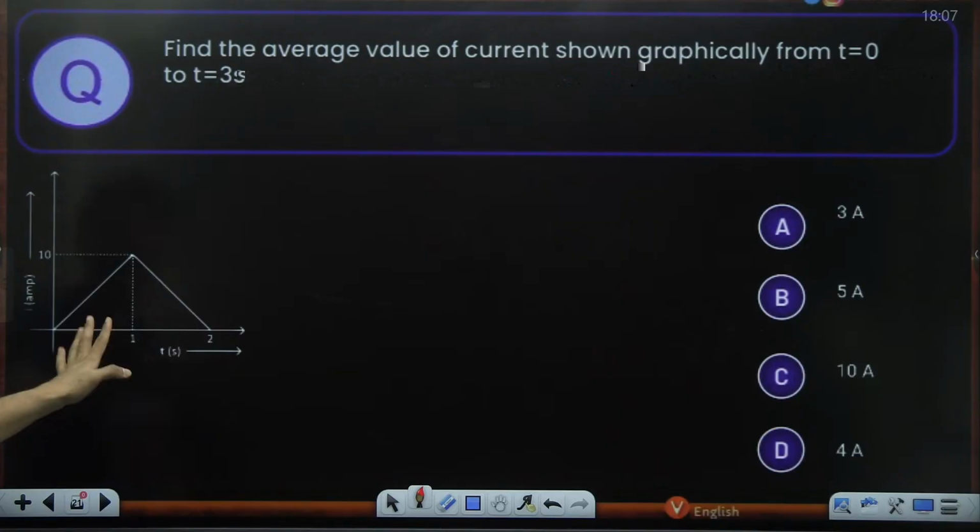EMF is the flux change divided by the time. Time cancels, so charge is delta phi by R. Now it's just a matter of substituting things. The flux changes from 2 to 4, so final minus initial, and resistance is 100. So it is 2 by 100, which is 1 by 50 coulomb.